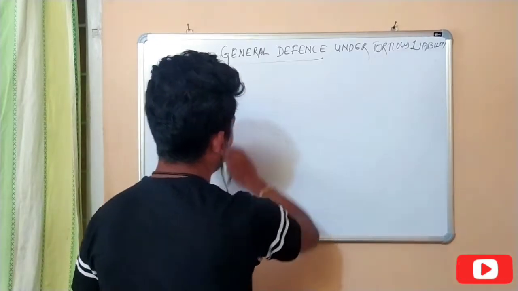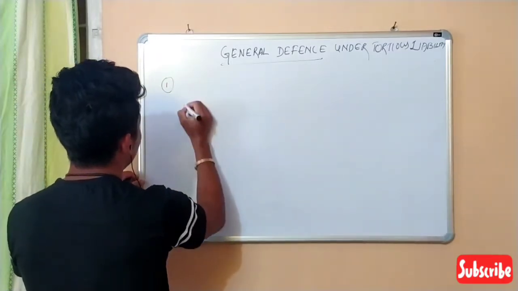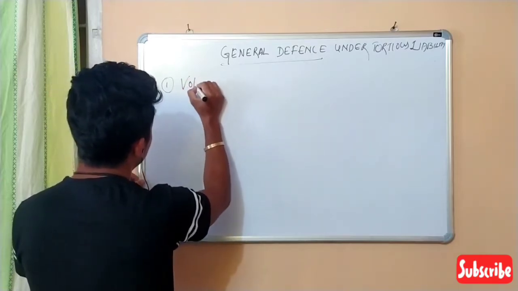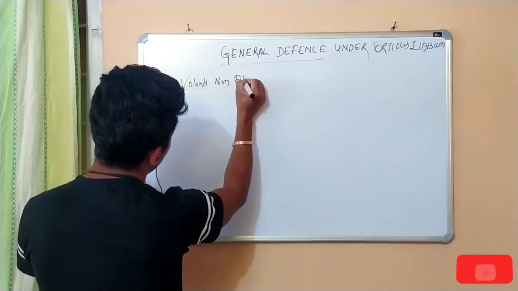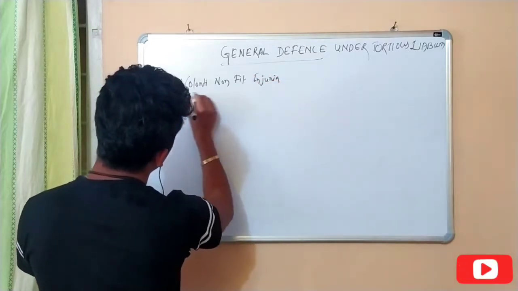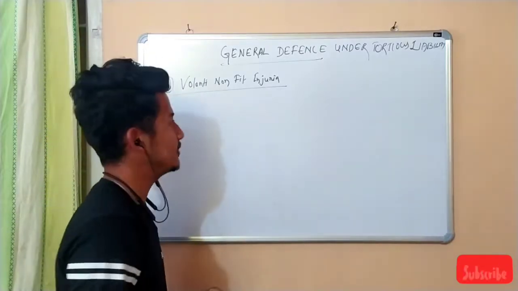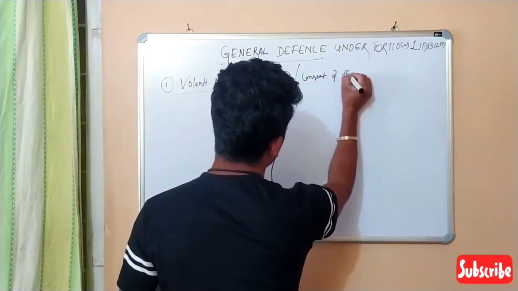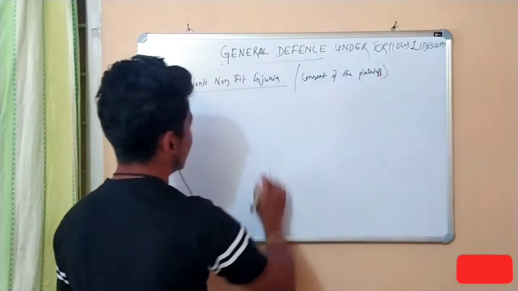So guys, the number one general defense of tortious liability is very essential. In most exams, questions generally come from this defense only, that is volenti non fit injuria. So what does volenti non fit injuria mean? Volenti non fit injuria means consent of the plaintiff.